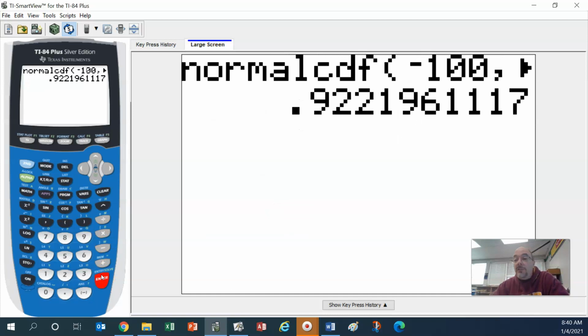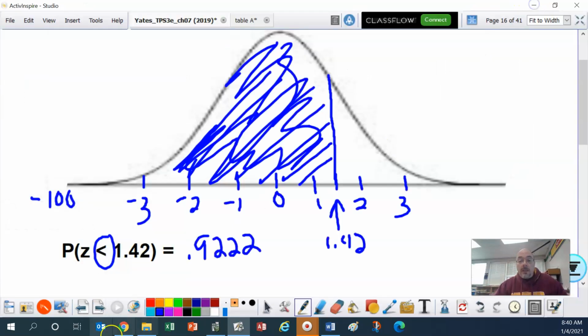And voila, ladies and gentlemen, if we round to 4 decimal places, please round to 4 decimal places, 0.9222. And that's what the table gave us. All right, let's keep going.